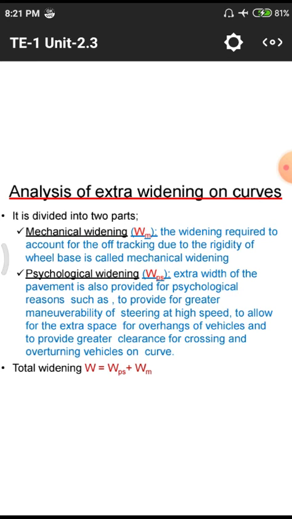Widening required to account for the tracking due to rigidity of the wheelbase is called mechanical widening. That means the total mechanical widening depends upon the wheelbase and wheel movement. And the physiological widening is the extra width of the pavement also provided for physical reasons. That means different reasons, as previously we discussed: to import and export different sorts of mechanical equipment and other things to countries and to our country.